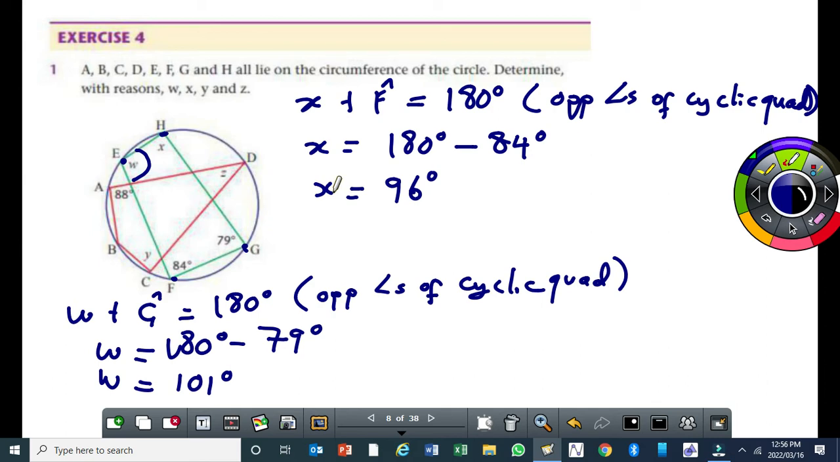So this is very simple. Yes? No. No. That's a big no. I don't want to see anybody in this class writing such a reason. You get a 0. You can't say angles in a quadrilateral. No. Opposite angles of a cyclic quadrilateral.